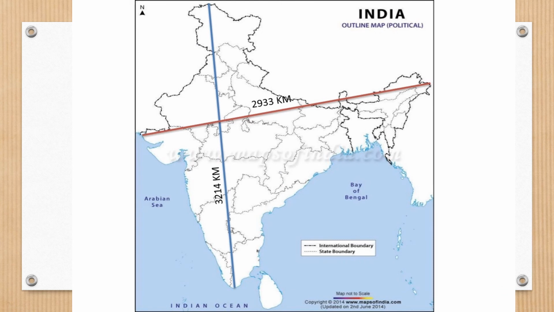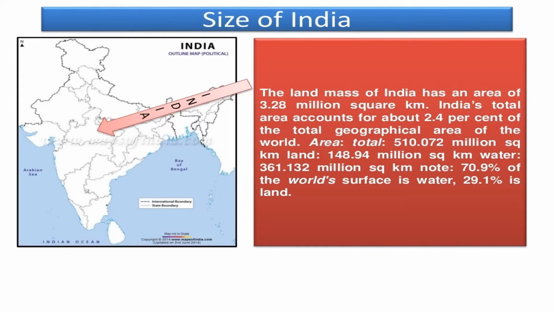Now on this outline political map of India, you can see that from north to south, India is 3214 kilometers long, and in the east-west direction, it is 2933 kilometers long. So the landmass of India has an area of 3.28 million square kilometers, and India's total area accounts for about 2.4% of the total geographical area of the world.